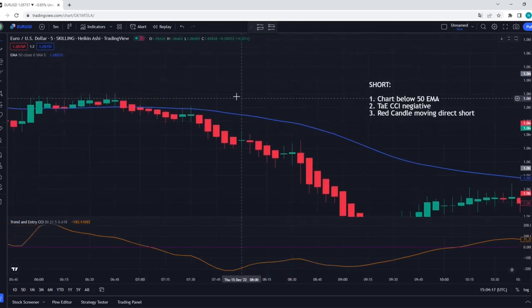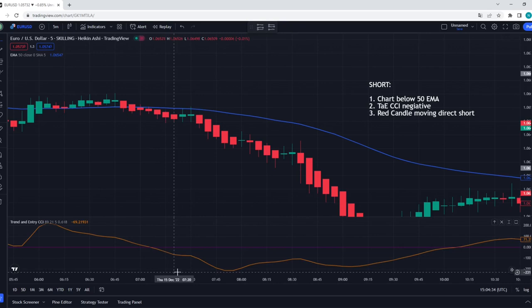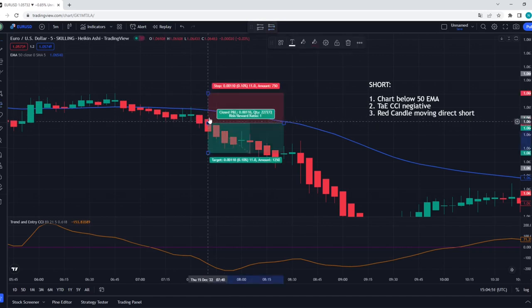And as you can see here, we have again a very good example. We come from the long position, where the trend was above the EMA. It moves below. Here is the first time the trend and entry CCI moves to the negative. This candle we will not trade, but then we got two green candles, and here we have a red candle moving directly short, and this is where we can put our entry.